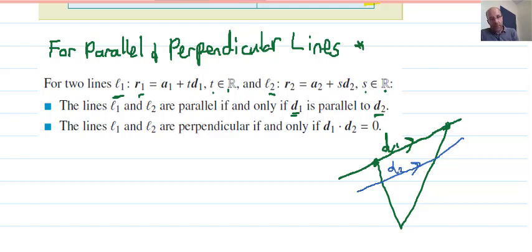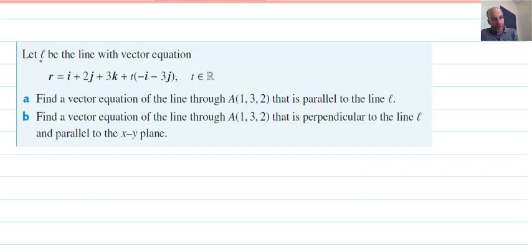We'll have a closer look at that in a moment. For the lines L1 and L2 to be at 90 degrees, perpendicular, the dot product of their direction vectors, D1 and D2, needs to come to 0. You know that's one of the properties of the dot product. So D1 dot D2 has to equal 0.